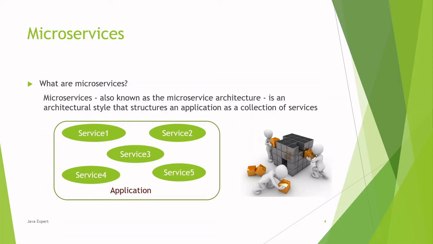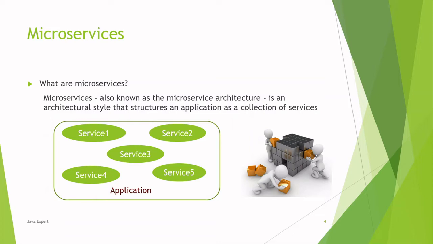Microservices, also known as microservice architecture, is an architectural style that structures an application as a collection of services, right? Basically, when you go for a microservices architecture, you will be breaking your major big application into small services, right? You can refer to this diagram here: there's a big application, and it is being broken into 5 different services. Each service will work independently, run independently, and we can deploy it independently. It will do that particular task alone, right?